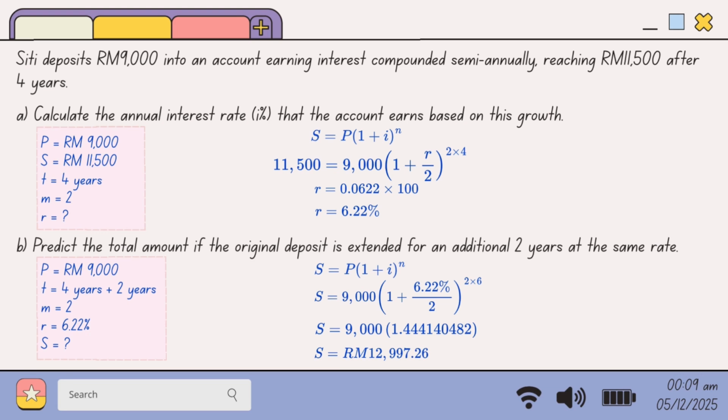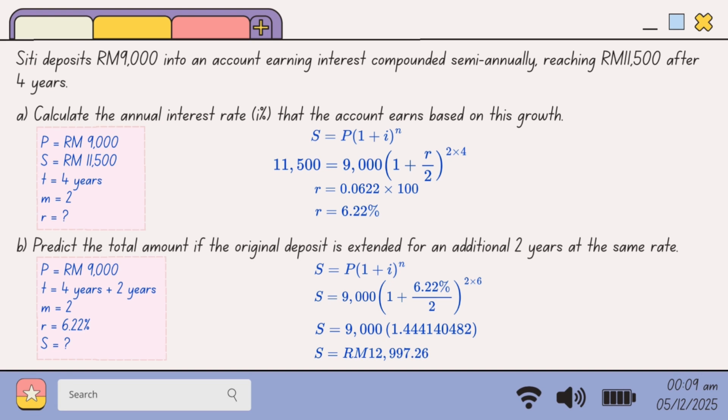To get the interest rate, we're going to use the formula of future value equals principal multiplied by 1 plus the interest rate divided by the number of compounding periods per year, to the power of n. Given the formula, all we need to do is to put in all the information from the question, which is 11,500 equals 9,000 multiplied by 1 plus the rate R divided by 2, to the power of 2 multiplied by 4. To solve this, the rate R is isolated, resulting in the decimal value 0.0622. This decimal is then multiplied by 100 to convert it to a percentage, and the answer is 6.22%.